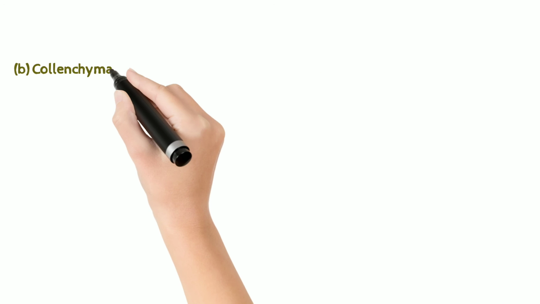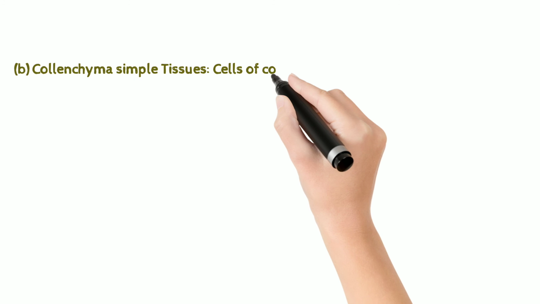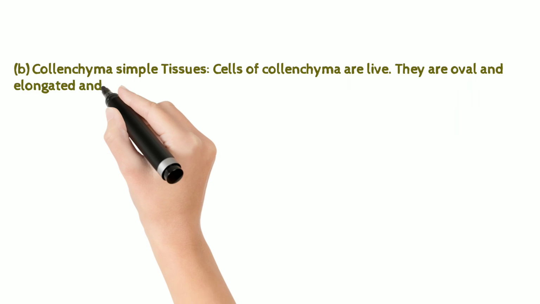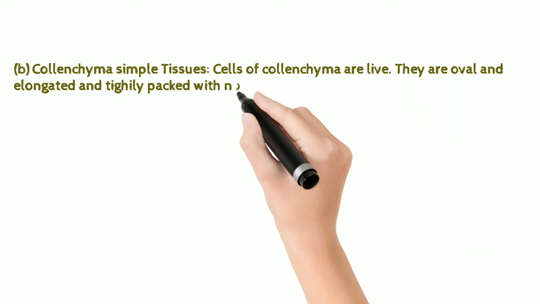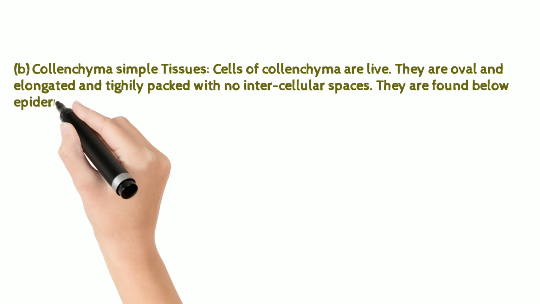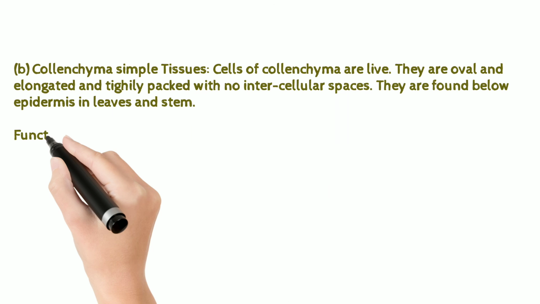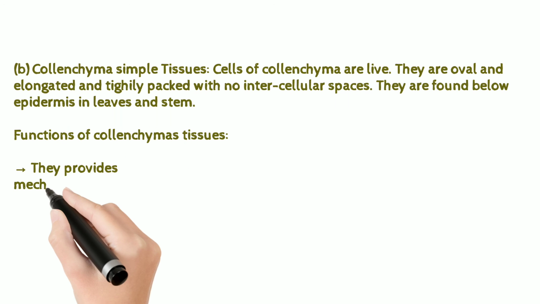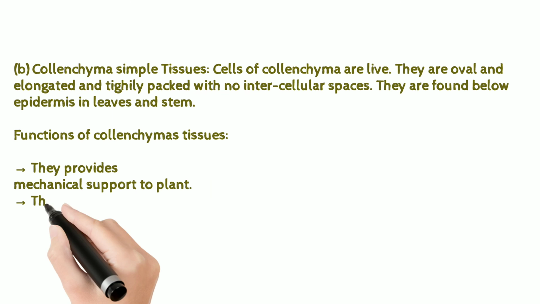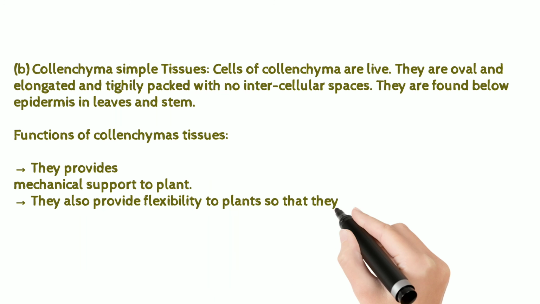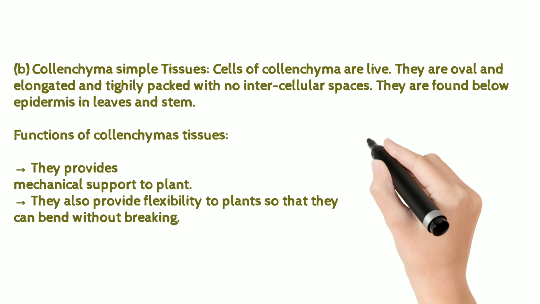B. Collenchyma simple tissues. Cells of collenchyma are live. They are oval and elongated, entirely packed with no intercellular spaces. They are found below epidermis in leaves and stem. Functions of collenchyma tissues. They provide mechanical support to plant. They also provide flexibility to plants so that they can bend without breaking.